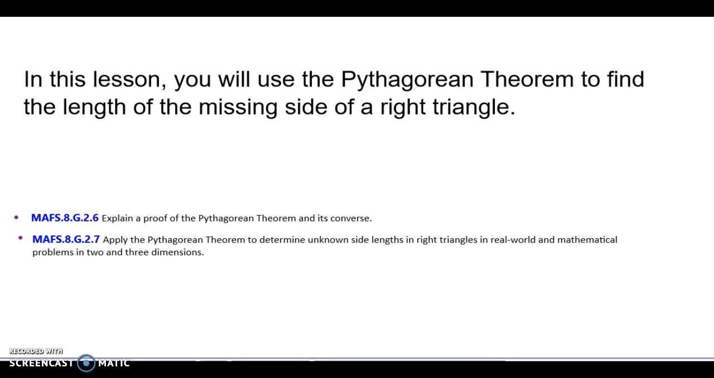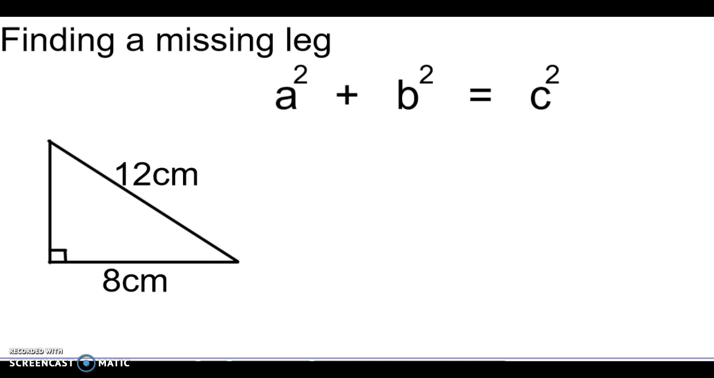in right triangles in real-world and mathematical problems in 2 and 3 dimensions. Again, this is just a skills practice lesson. We're not going to tackle the real-world problems in this one. Okay, so we're still using the Pythagorean Theorem, which states a squared plus b squared equals c squared. Now, we should know at this point that c stands for the hypotenuse. I'm just going to abbreviate that to hypot. And a and b are the legs.